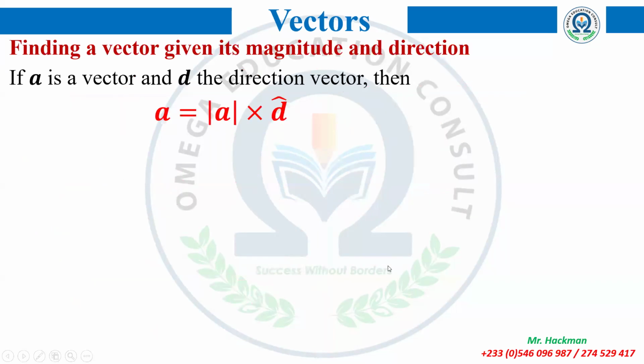Quickly, let's look at our next concept: finding a vector given its magnitude and direction. Remember what we did? We were asked to find the unit vector in the direction of another vector, meaning we were finding the unit direction vector. But here, we are going to find the vector itself. If you want to find the vector given its magnitude and direction, we use this relation that we have here.